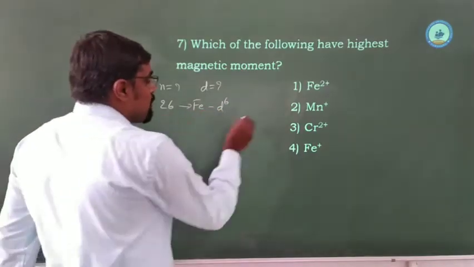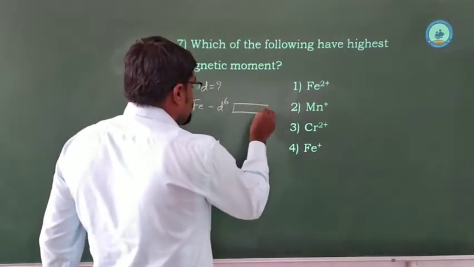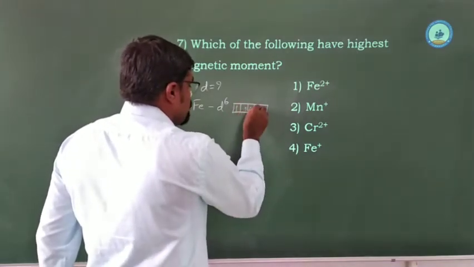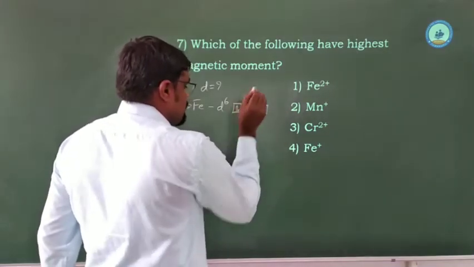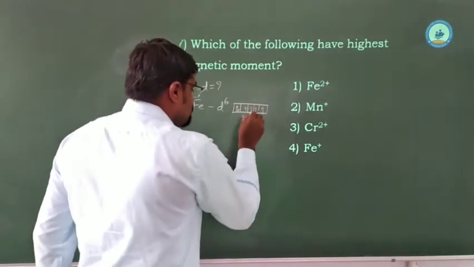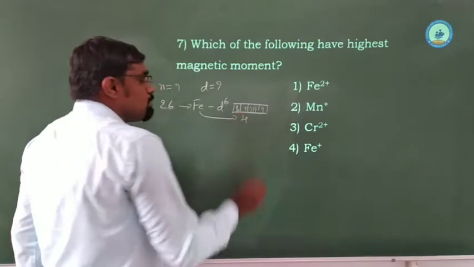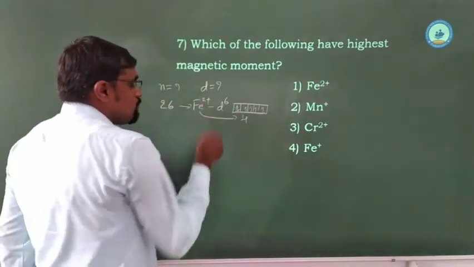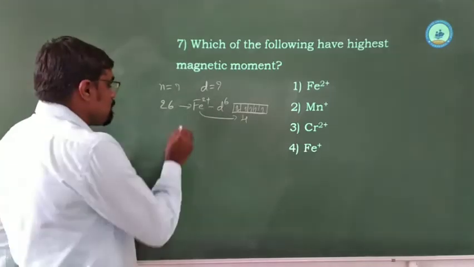So then if you write the electronic configuration, 4, 5 and then 6, the total unpaired electrons is 4. So in iron 2 plus, there are 4 unpaired electrons present.